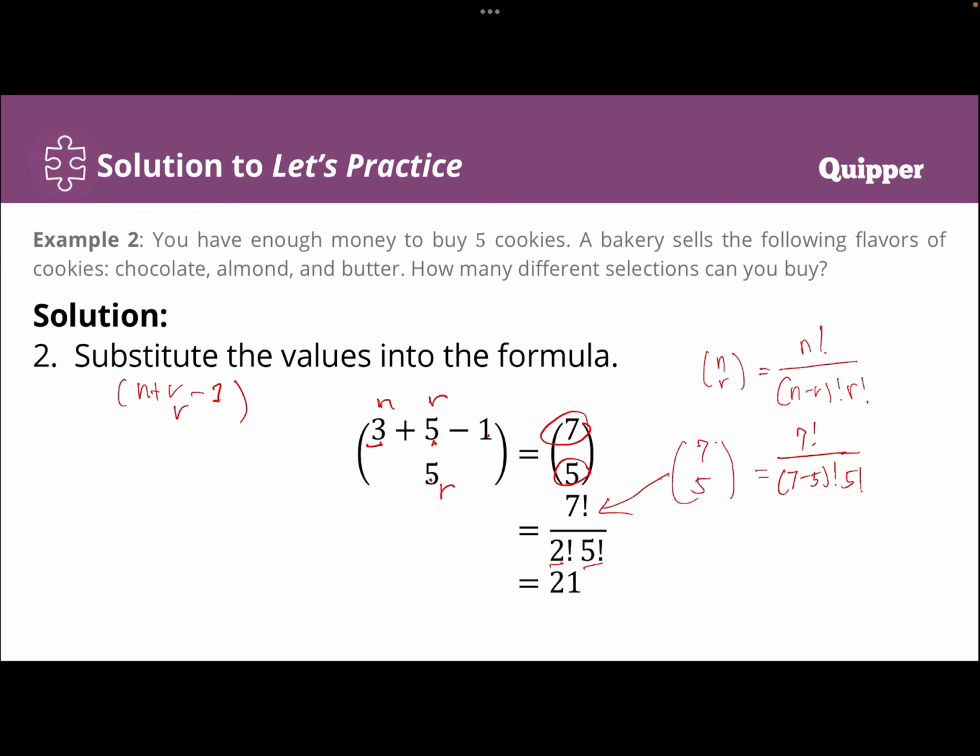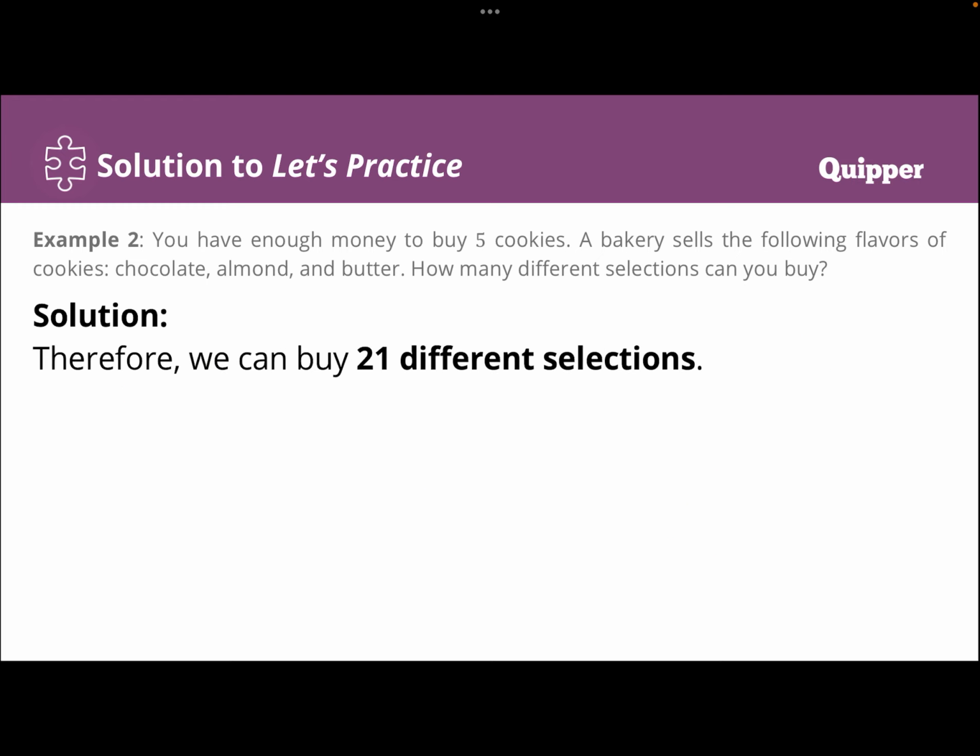So, you will expand this first, 7 factorial up to 5 factorial, since the highest factorial notation in the denominator is 5 factorial. So, you will get 7 times 6 times 5 factorial, all over 2 factorial, 5 factorial. So, cancel natin yan. So, 7 times 6 divided by 2 factorial. So, you will get 21. So, therefore, we can buy 21 different selections.